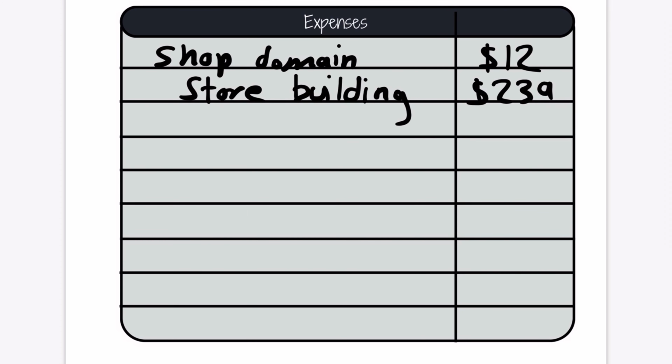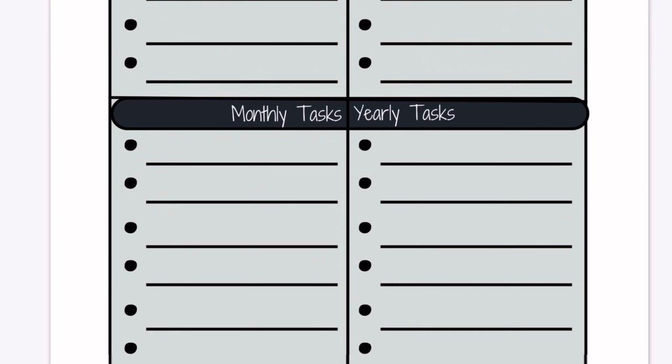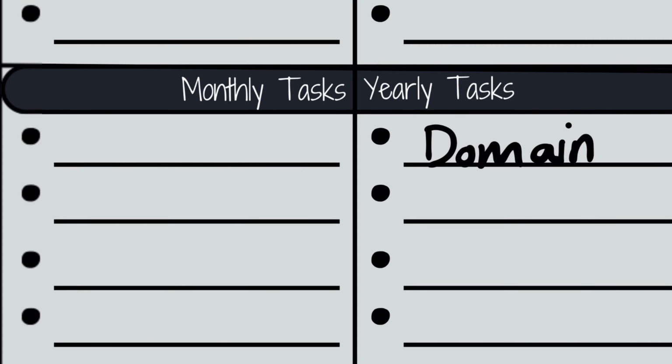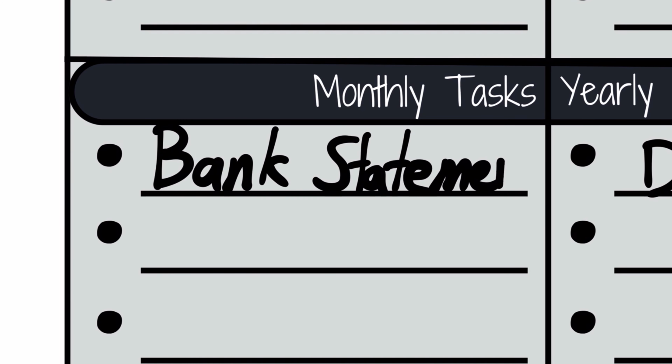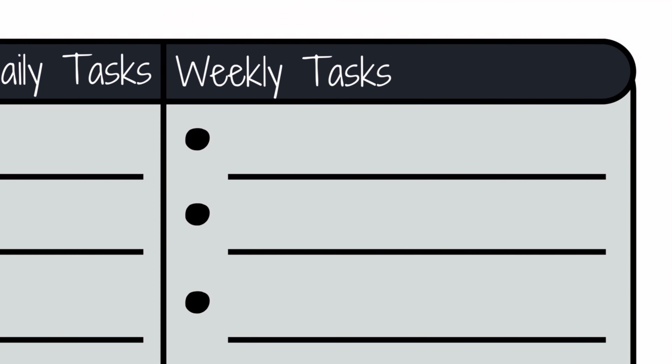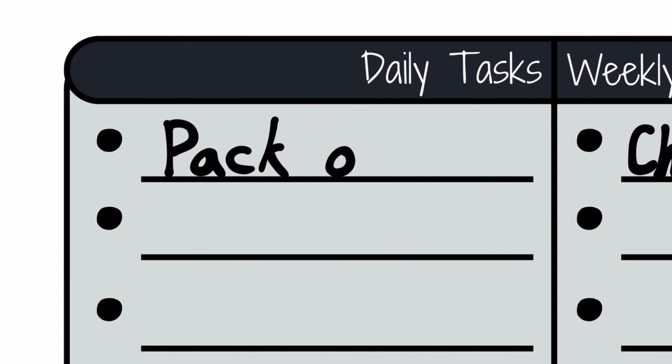The following page has business tasks, which includes daily, weekly, monthly, and yearly tasks. These can be used for everyday things such as packing orders, checking emails, weekly things such as checking your quantity, making sure that you post every week, monthly tasks such as making sure your bank statement is correct.